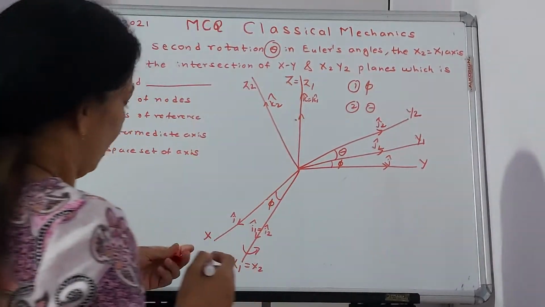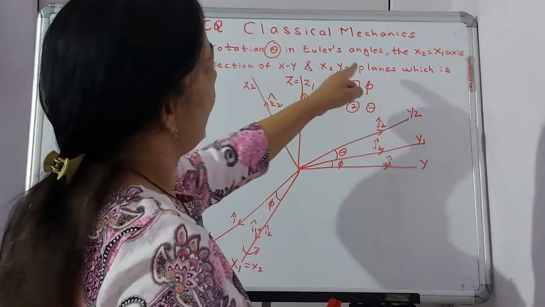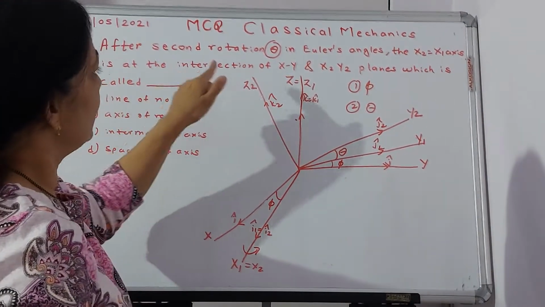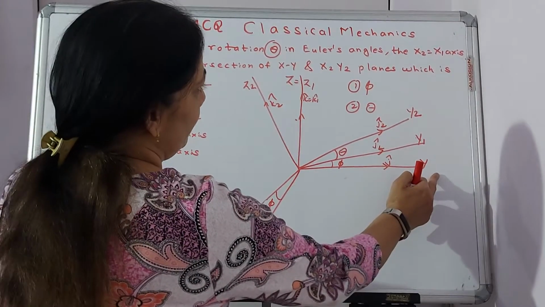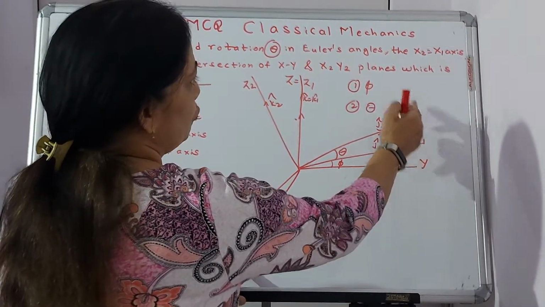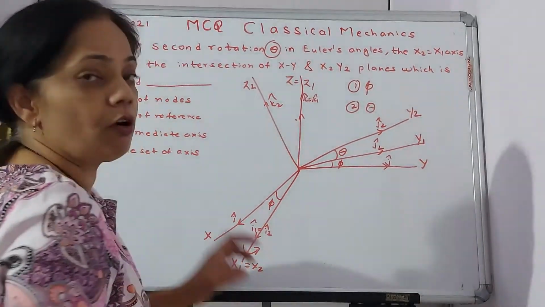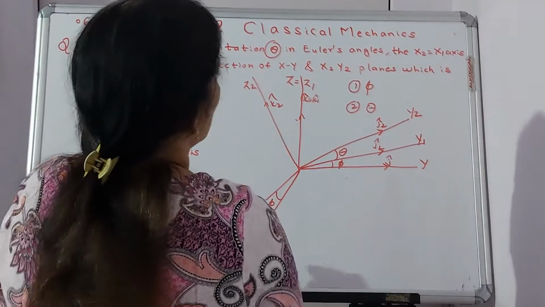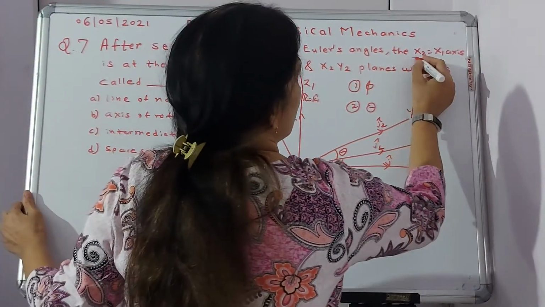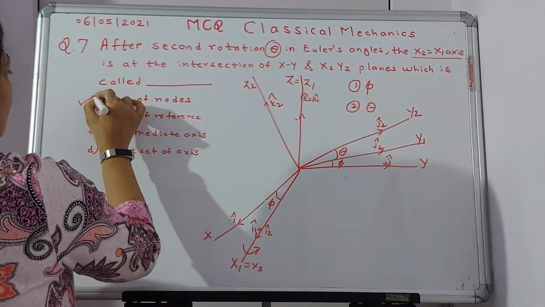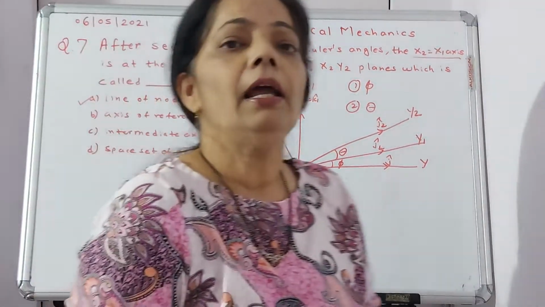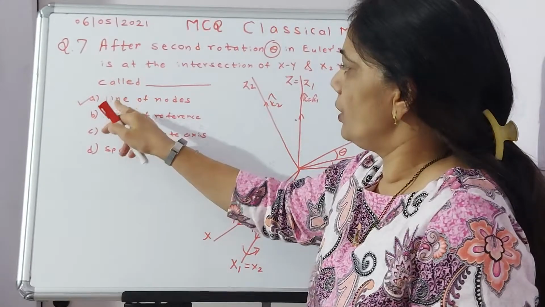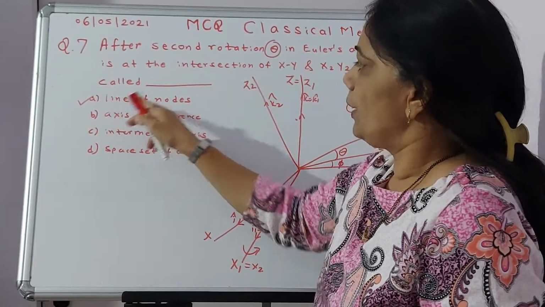So what is the question now? After the second rotation theta in Euler's angle, the x2 is equal to x1 axis is at the intersection of my xy plane and x2 y2 plane. And this line is called specially, this is given in the theory, the axis x1 is equal to x2 will be called the line of nodes. This is a very important concept in Euler's angle. So once you know this definition, then you do not have to break your head. The line is called the line of nodes.